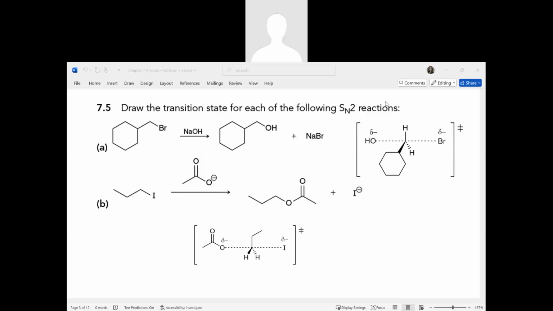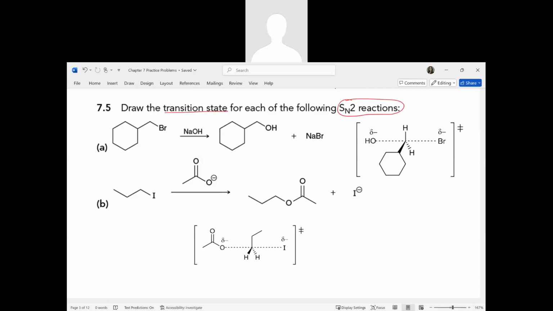For problem 5 from chapter 7, we are asked to draw the transition state for each of these SN2 reactions shown. I can walk you through the first two solutions. This is a 4-part problem, but it follows a very similar pattern for each part here. So let's take a look at part A.